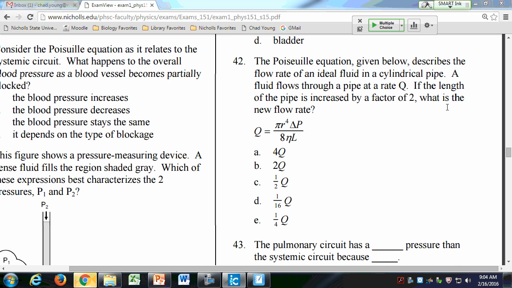And then if I increase my radius, say for example, by a factor of two, that's going to be 2 to the 4th over here. So if I make the radius bigger, but keep everything else the same, then it's going to increase my Q by a factor of 2 to the 4th, which is 2 times 2 times 2 times 2, which is 16.